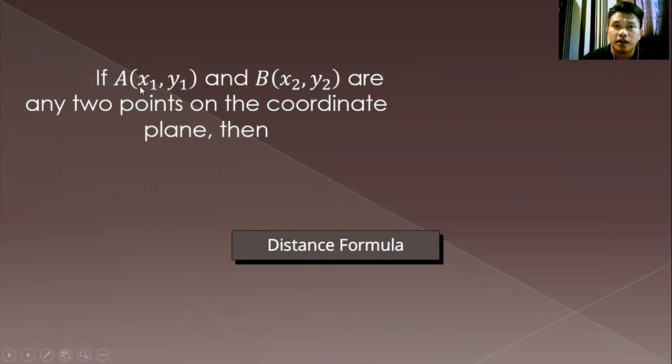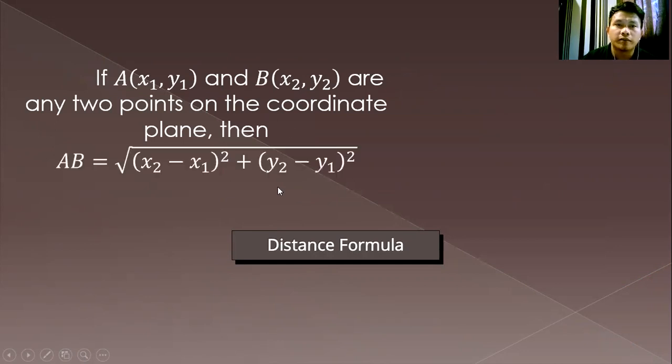If point A, which is x sub 1, y sub 1, and B, x sub 2, y sub 2 are any 2 points on the coordinate plane, then the length or the distance between point A and B, which is the segment AB, is the square root of x sub 2 minus x sub 1 square plus y sub 2 minus y sub 1 square. Okay, class, we are just using this formula.